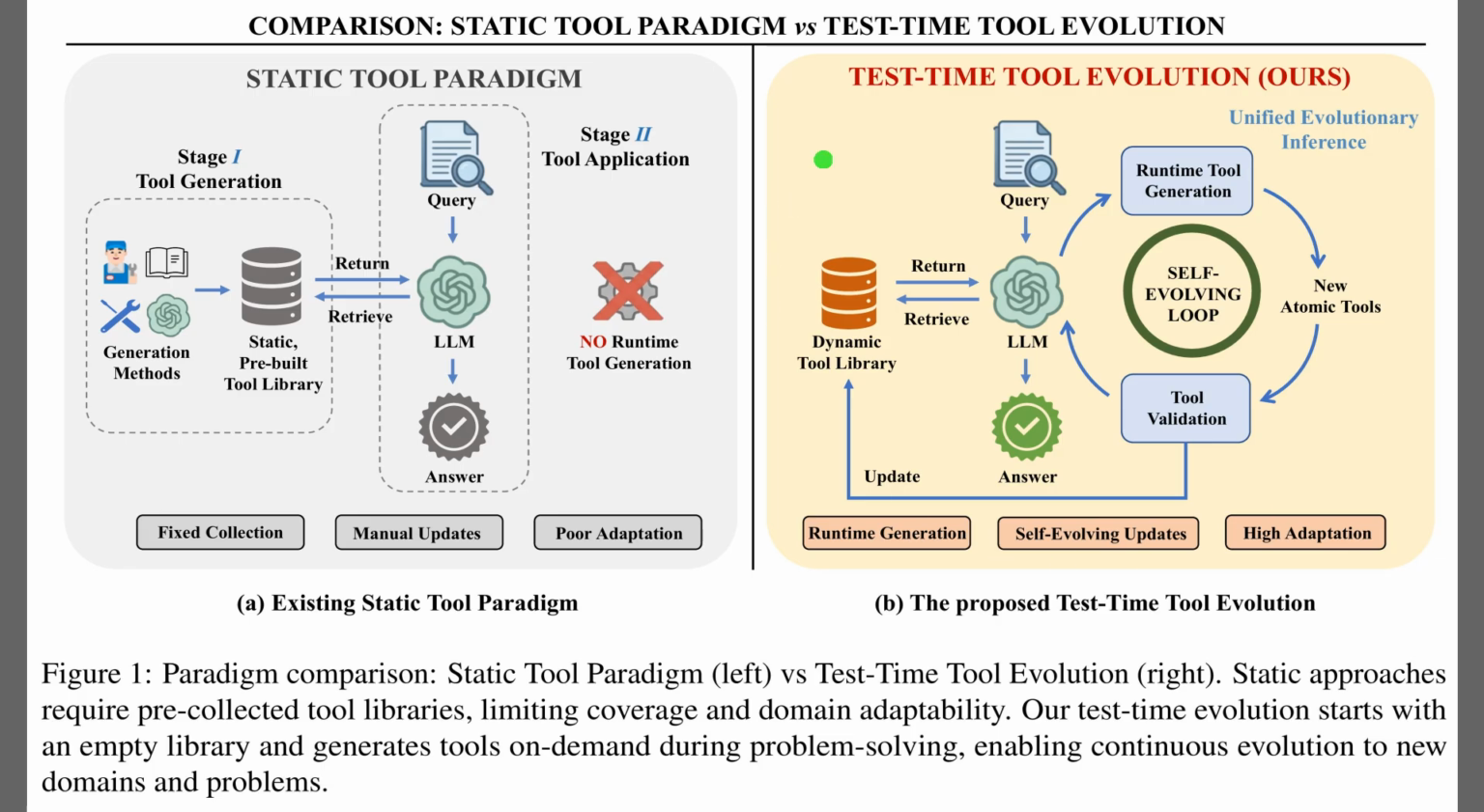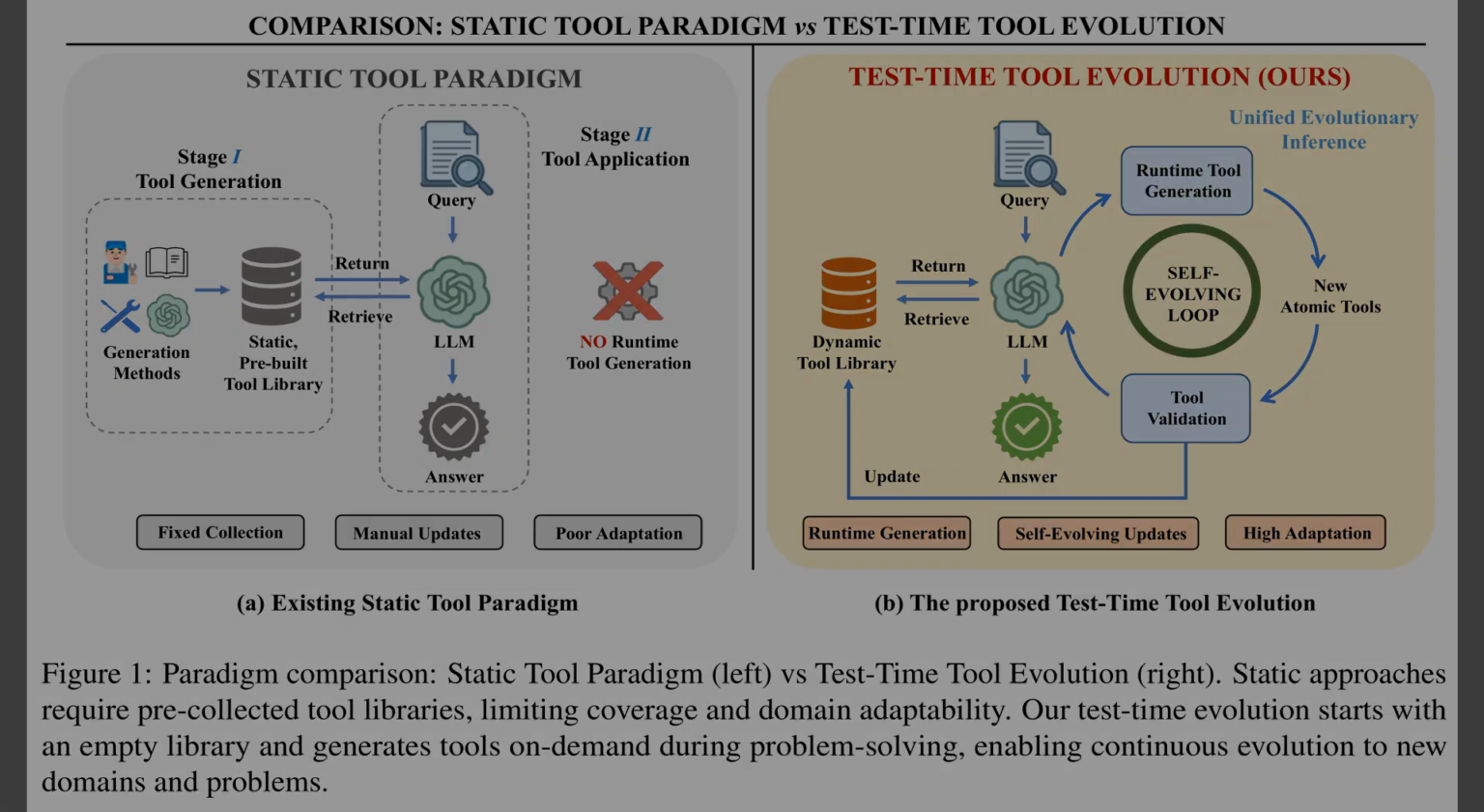In contrast, the right side illustrates the new test time tool evolution approach. Instead of a static collection, we have a self-evolving loop, where the model generates new atomic tools on the fly, validates them, and updates its dynamic library in real time.